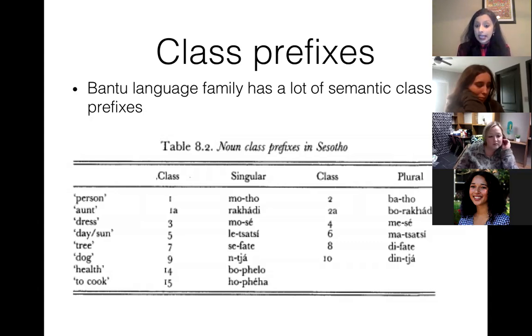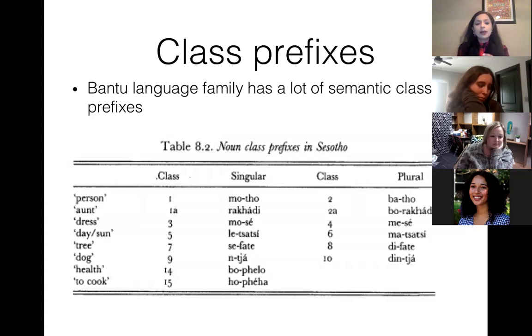The word for dress, mose, mese. Day and sun, la satsi, masatsi. Tree, safate, difate. Dog, ninja, dinja. Hill, bofelo, no plural because it doesn't have a plural counterpart. And to cook, which is a verb, so it doesn't have singular and plural distinctions, just hopela, hopeha. To cook is the verb, but they derive the noun from that. So the word cook, like the cook is in the kitchen, that's the word hopeha.